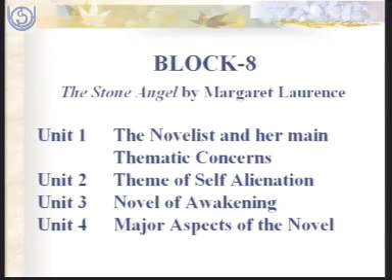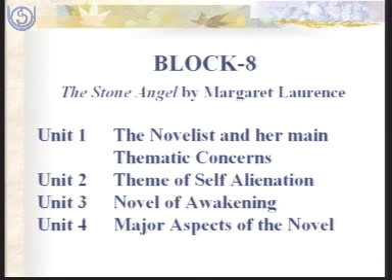Now, this block has 4 units. Unit number 1 is the novelist and her main thematic concerns. We basically give you the biographical details of Margaret Laurence. We've spoken about her African phase when she went and lived in Africa for about 7 years, which had a major influence on not only the previous novels of hers, but also on the later novels which she wrote when she went back to Canada. Then we focused on the Canadian phase. We've spoken about the various awards that she's got and the various themes in The Stone Angel. Very, very briefly, we've touched upon all these.